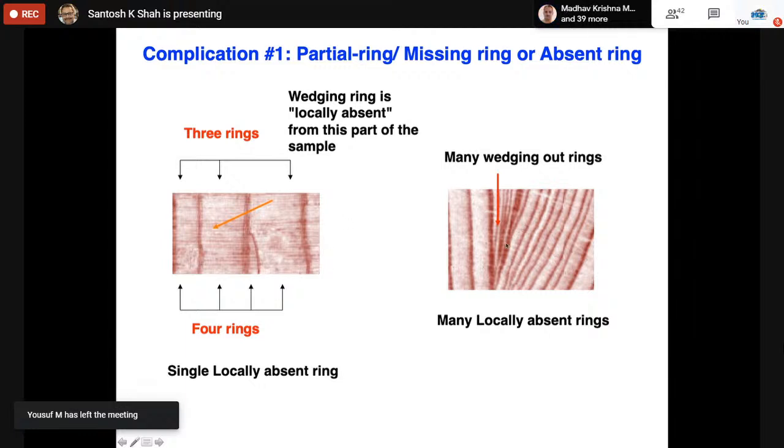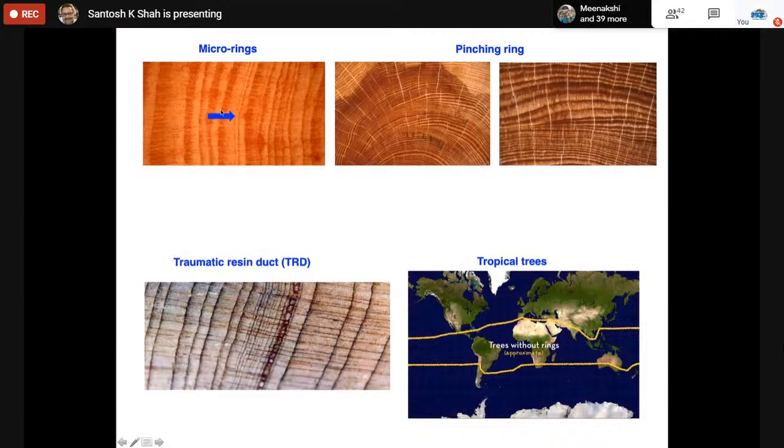Sometimes we observe a wedging ring, where all the rings are merged here. So if by accident we collect the sample from this portion, then we get the maximum missing rings. Some are very micro rings that we have to take caution with while counting. Some are pinching rings, all merged. Sometimes in higher altitude regions, like in the conifer Deodar, resin ducts occur. With these resin ducts, we get confused whether this is an actual ring or not. So we have to count very carefully.